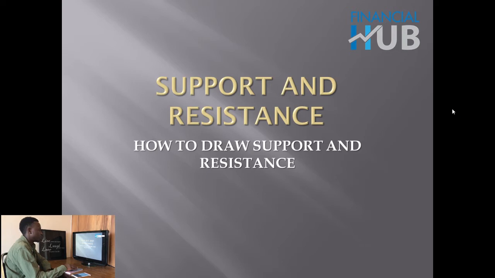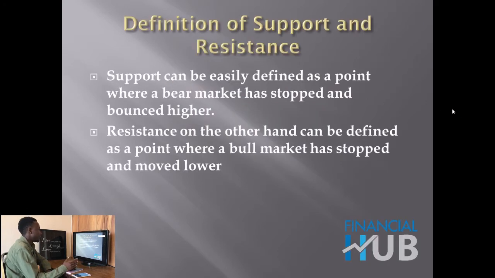So if you look at what I have, support can be easily defined as a point where a bear market has stopped and bounced higher, meaning it's where demand comes into the market after supply has come in. Using the concept of supply and demand, when supply is higher than demand, prices will go low, and when demand is higher than supply, prices will go up. So in the case of supply overwhelming demand and prices going low, we get to a level where demand is coming in. That level where demand is coming into the market can be defined as a support point, and that's why we say support can be easily defined as a point where a bear market has stopped and bounced higher.